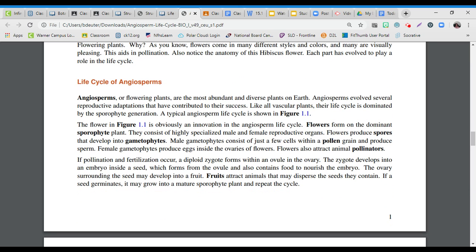So angiosperms, like most plants, will go through what we call alternation of generations. Again, one more time, alternation of generations. What does that mean? Well, it's how they go through their life cycle. They will go between a sporophyte and a gametophyte phase in their life cycle.